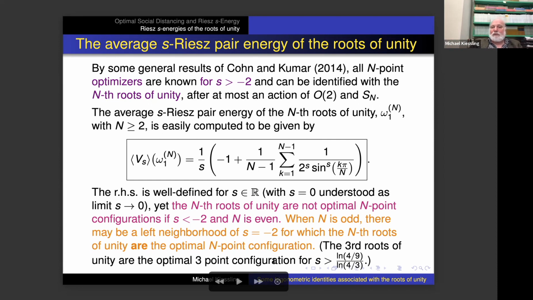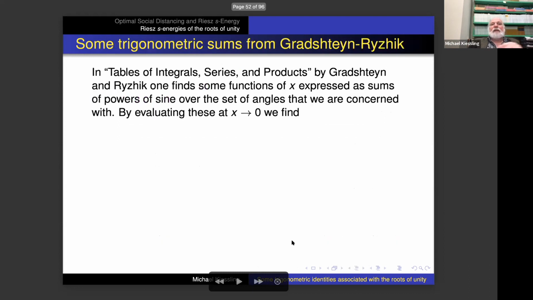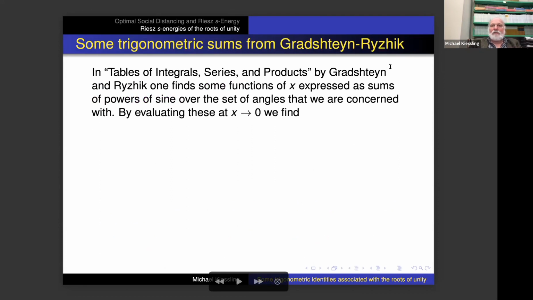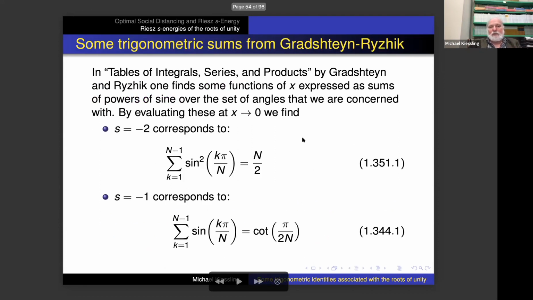But if you have 3 points, for instance, then you can push below -2, and then the equilateral equatorial triangle, that means the third roots of unity, are still optimizers when s is bigger than this number, and that number is less than -2. Okay, but if you have such a nice formula like this, you look up integral tables or series and products, Gradshteyn and Ryzhik, and here's what you find. I just mentioned s is -2 corresponds to that result. s is -1 corresponds to this result. Here are the numbers where you find the formula in this big book, the collection of data.